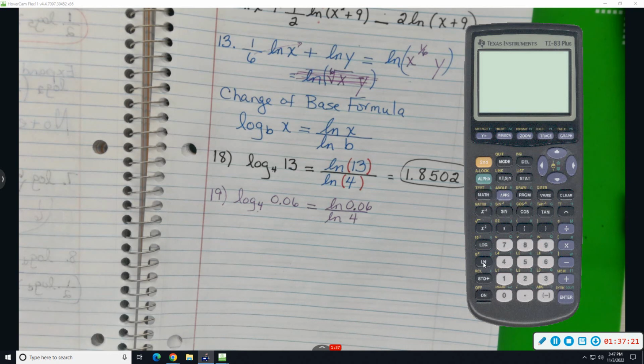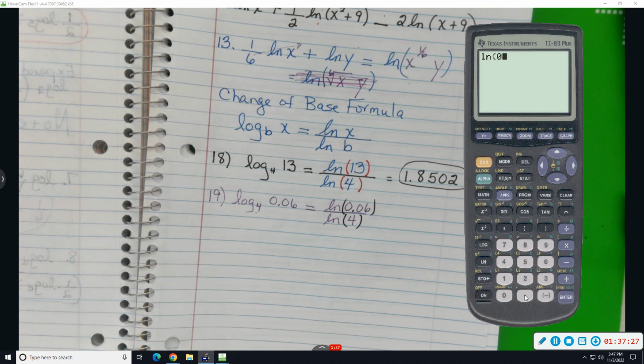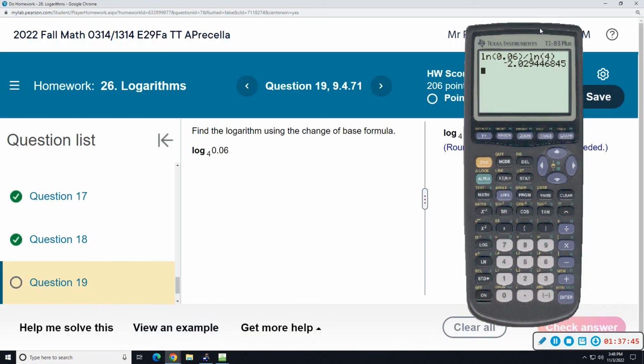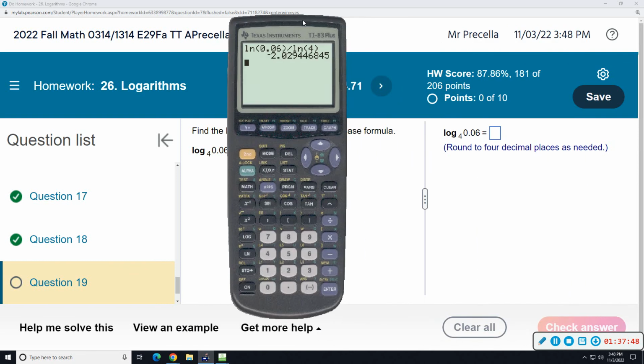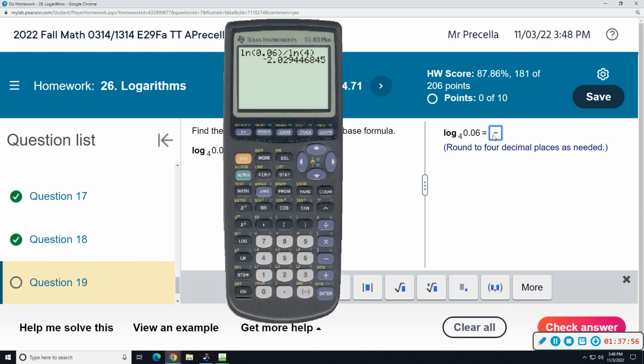So we have, watch the parentheses. I'll go ahead and put them in. ln 0.06 close parenthesis divided by ln 4 close parenthesis. And let's see, how do they want us to round this? It's 4 decimal places again. So a negative 0.0294. Oh, okay, so negative 2 point. The negative. Yeah, there's a negative.